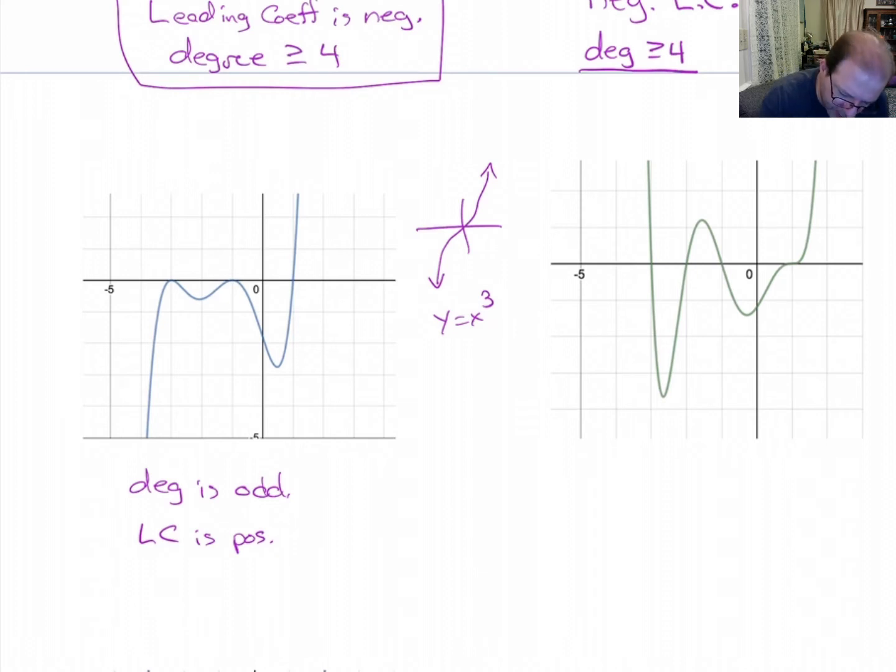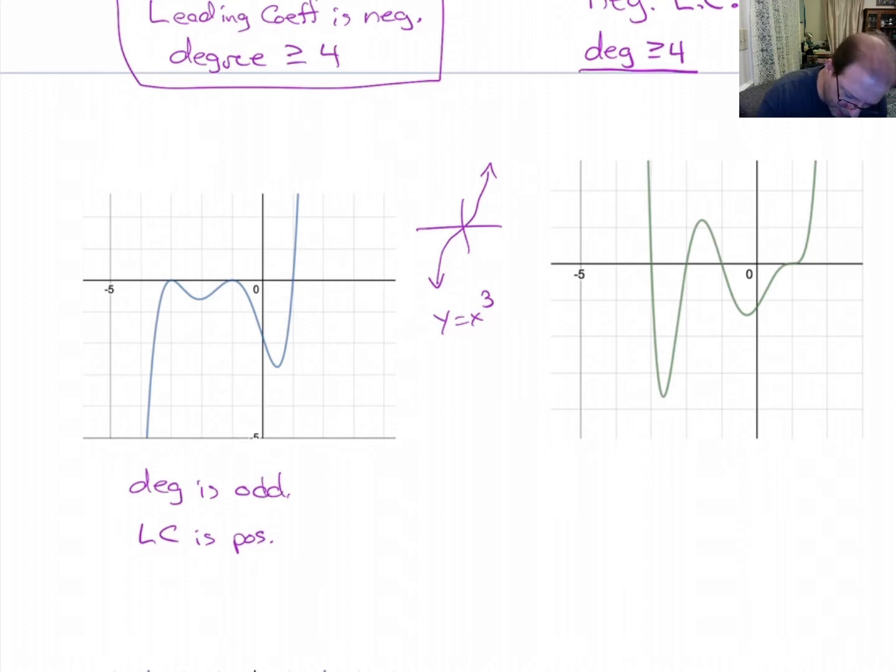Another way to think of this is, over here, big numbers are getting big and positive. When we come over here, it's going way down. So as x grows large negative, the function goes large negative. So it's acting like x cubed.